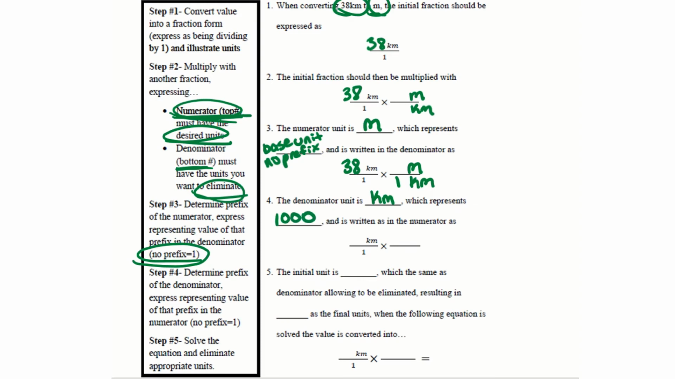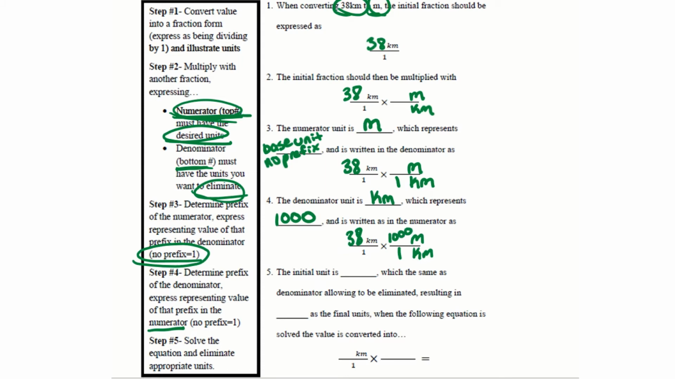1,000. Now, when we are writing everything out again, let's review what we know. We know that it is 38 kilometers divided by 1 times meters over kilometers. We know that it is 1 kilometer. And now we know that because my denominator is kilometers and it represents 1,000, I'm going to write in that value on the numerator value. So this would be now 1,000.